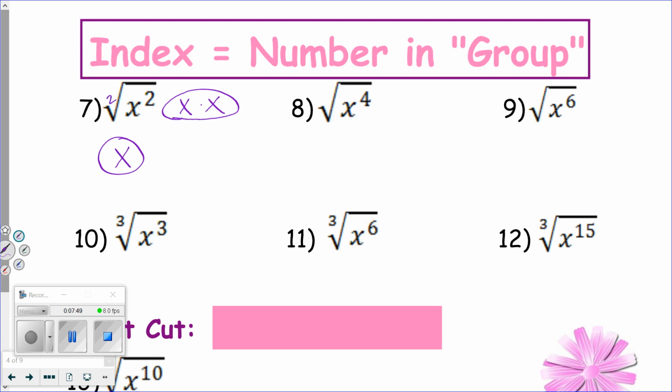Corbin, put it away. Number 8. This is the square root of x to the 4th. So that means I have 4 x's. How many groups of 2 do we have? I have 2 groups of 2, so it's x squared. We got to start thinking that number, that index, is how many I want in a group.